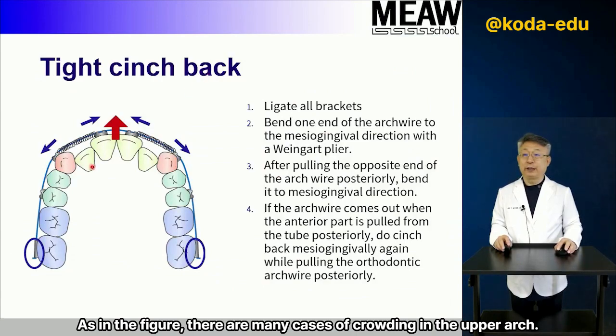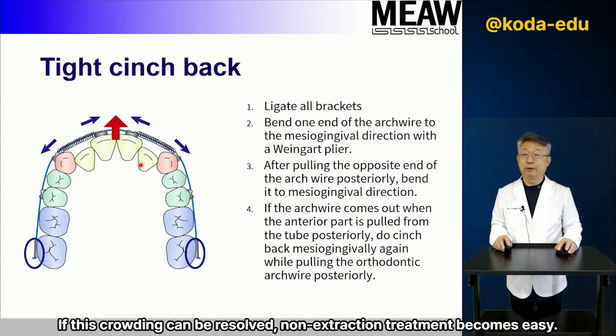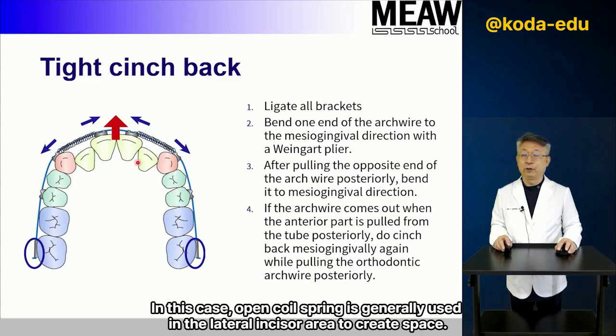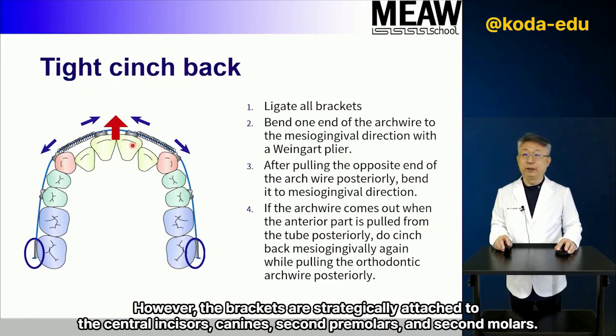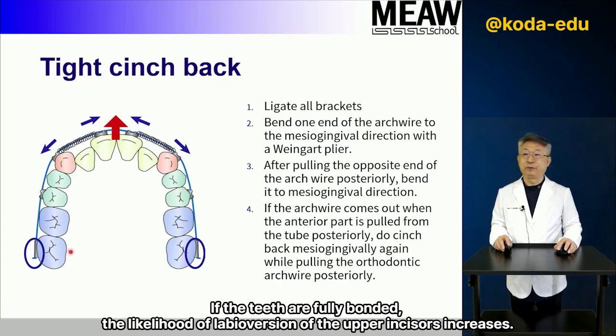As in the figure, there are many cases of crowding in the upper arch. If this crowding can be resolved, non-extraction treatment becomes easy. In this case, open coil spring is generally used in the lateral incisor area to create space. In MEAW orthodontics as well, open coil spring is used in the lateral incisor area. However, the brackets are strategically attached to the central incisors, canines, second premolars, and second molars. If the teeth are fully bonded, the likelihood of labioversion of the upper incisors increases.